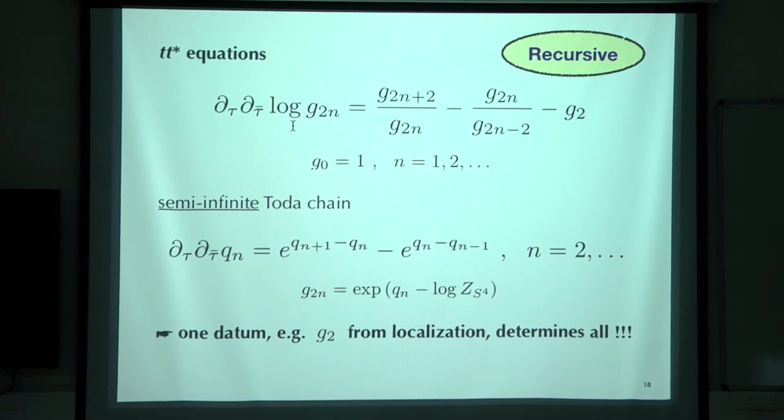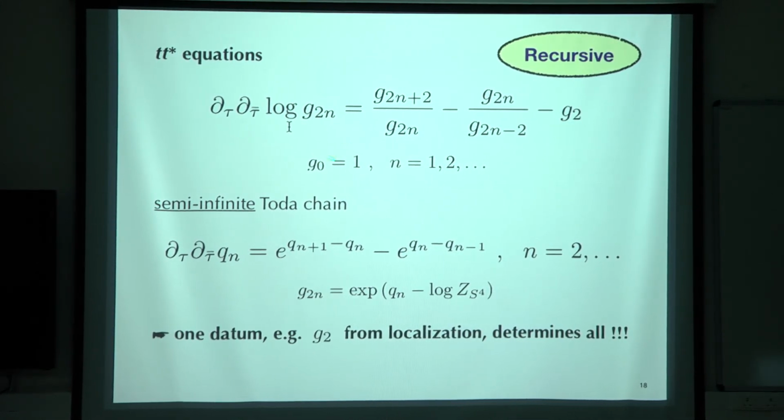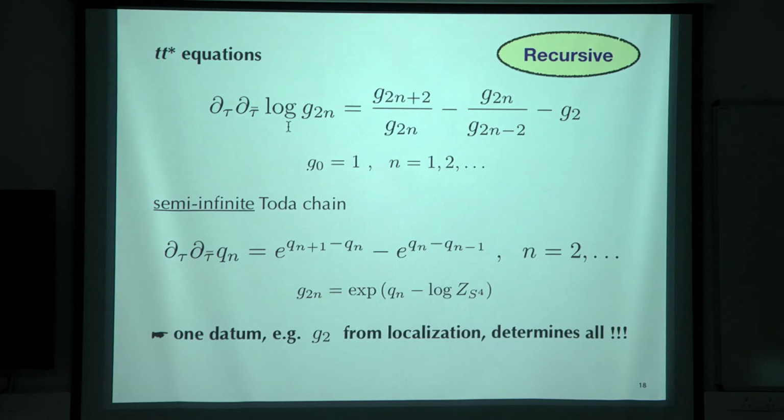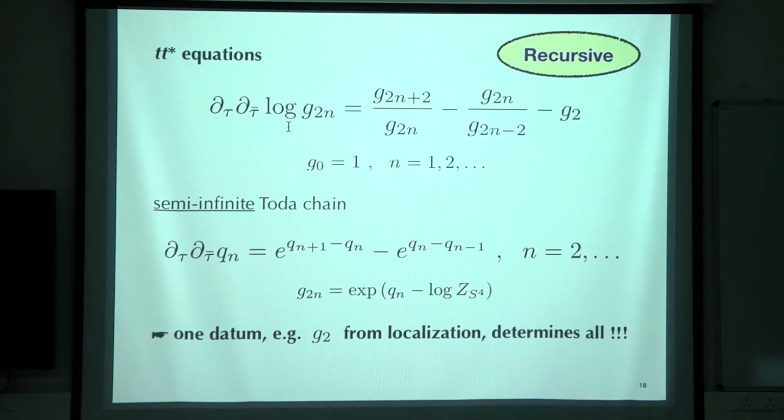So here is the form of the TT star equations. They become like this. And you see, G_0 by definition is 1, so if you give me G_2, G_2 and G_0 will appear here, and from this one I will get G_4. You give me G_2 and G_4, I will give you G_6. So it's a recursive equation, and basically if you give me one member, I know everything. In fact, it's a rather famous chain. It's a semi-infinite Toda chain that has also appeared in examples of TT star equations in 2 dimensions. So that's the take-home lesson: one datum, G_2, which is essentially the holomorphic metric, and which you can determine from localization, determines everything.